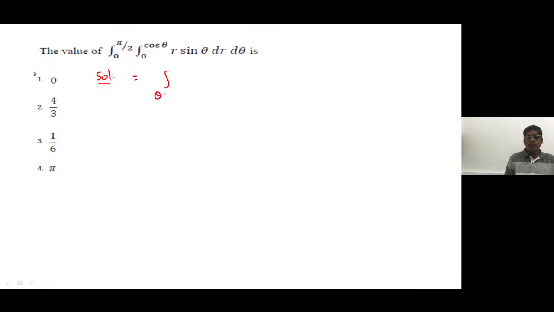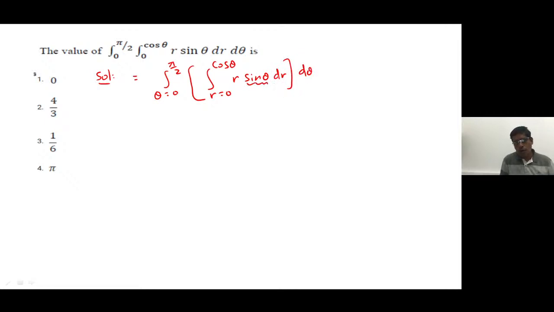So theta limits, constant limits, 0 to pi by 2, to be integrated last, and the first are r limits, 0 to cos theta, r sin theta dr, and then d theta. With respect to r, theta terms are to be considered constant. With respect to theta, r terms are to be considered constants. That is the procedure of double integral and triple integral.